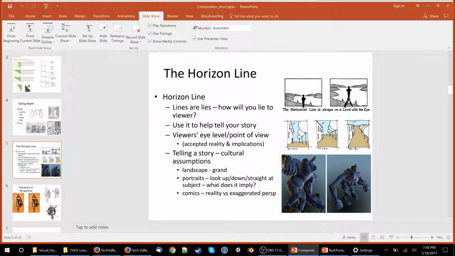So down here, the horizon line is in this image. The horizon line is down here. You are very small and short. In this image, the horizon line is way up here somewhere, and you're looking down at this tiny thing at your feet.